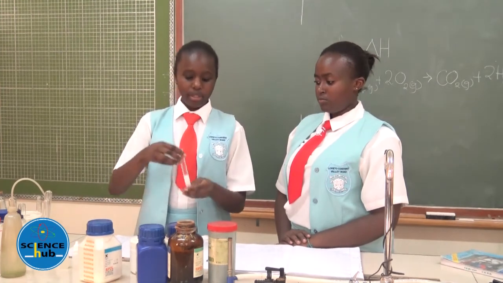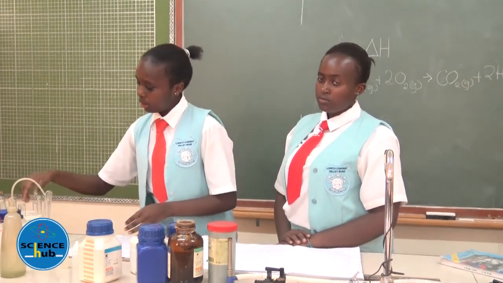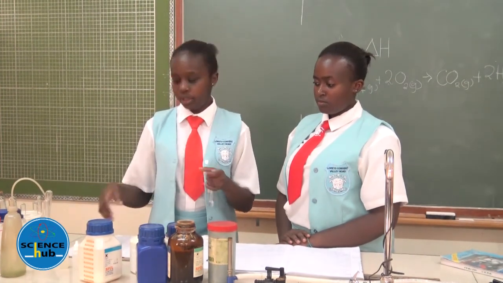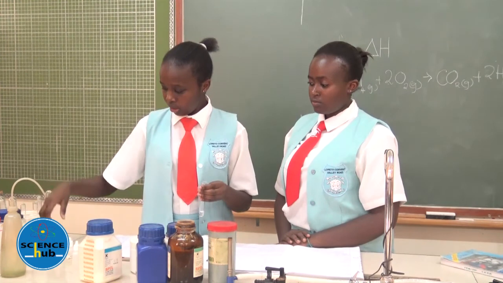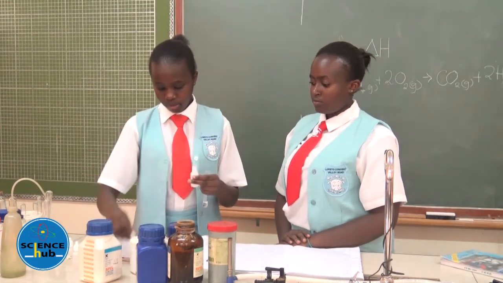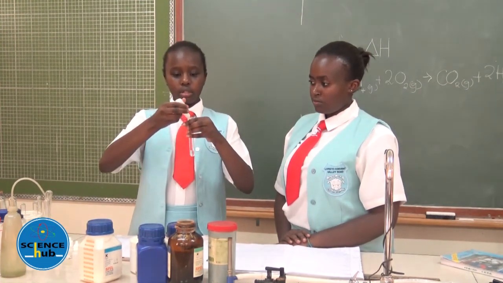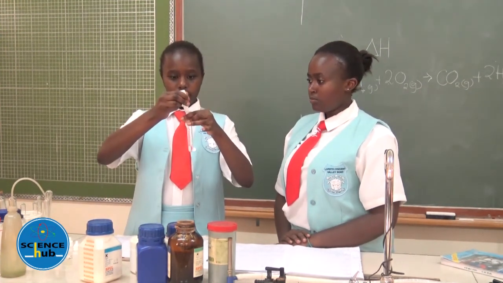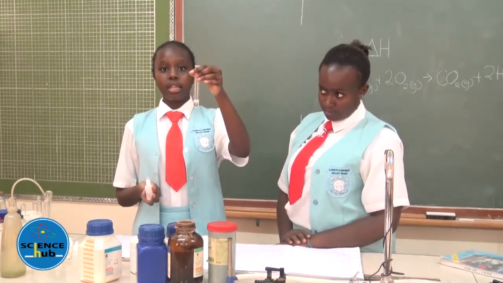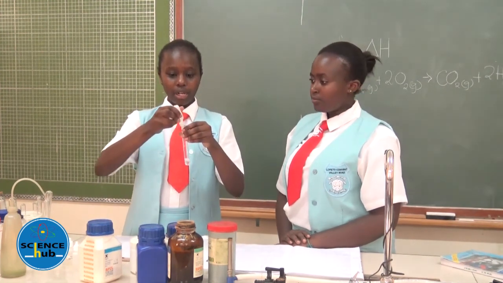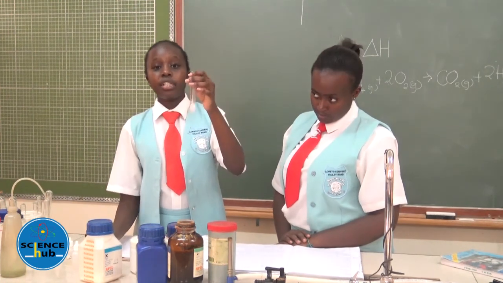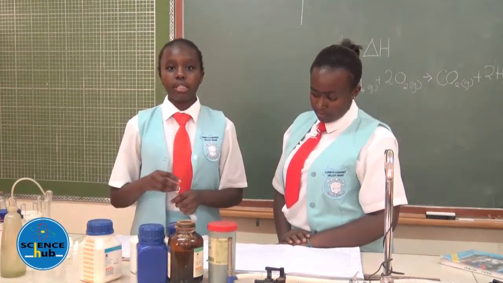So that makes the solution to have magnesium ions. Then you test it using aqueous ammonia solution. You put a few drops. You see a white precipitate is there and it's insoluble. Then you add more. The white precipitate persists, indicating presence of magnesium ions.